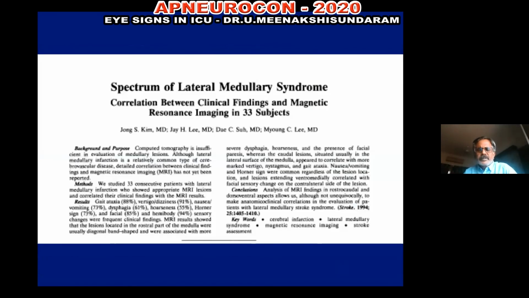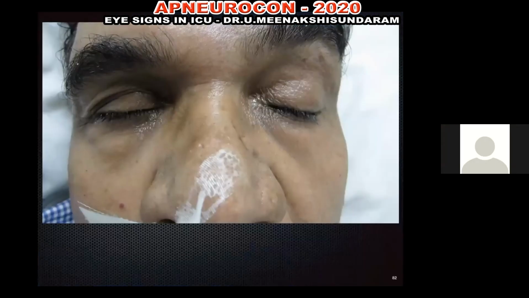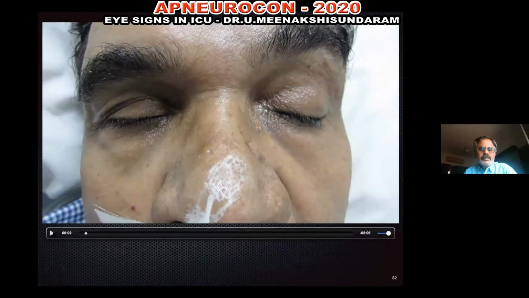So the spectrum actually, this is a nice article that came way before in 1994. But there are many ways clinically where you can think whether it is rostral or distal if you look at the clinical findings. But there are some nice findings that may be worth looking at in a patient with lateral medullary syndrome. Here we are showing another patient. Please look at this patient.